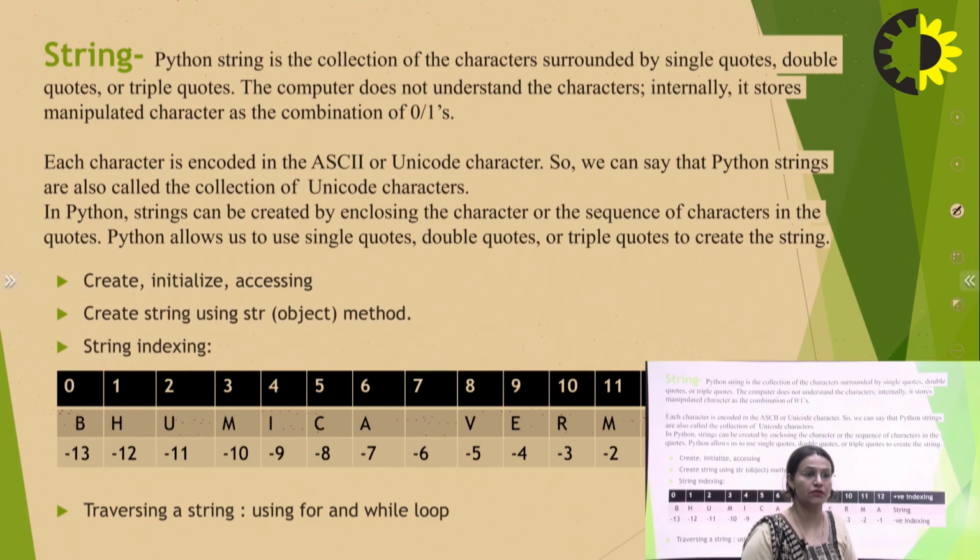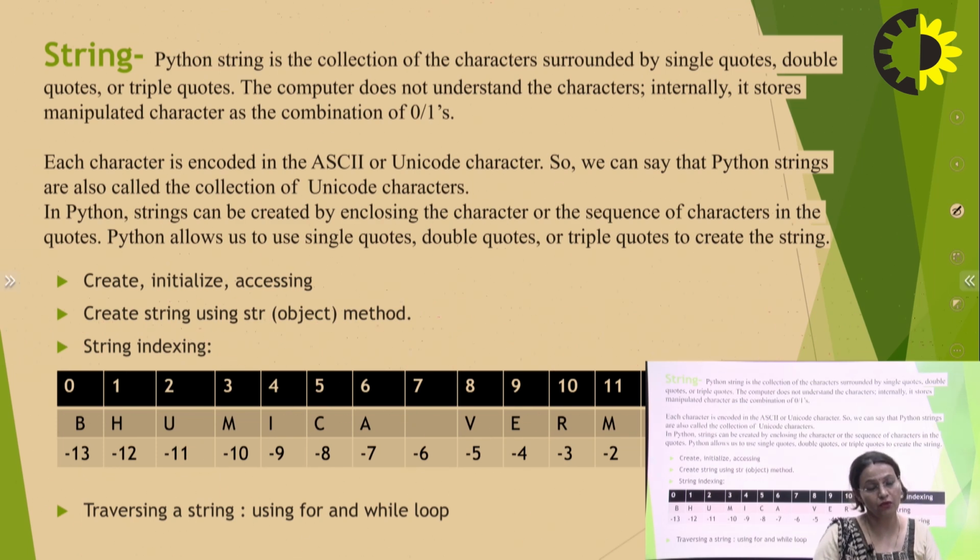when I talk about the string data type in programming, programming means lines of code, and lines of code include some lines which have characters. So the string in Python programming is the collection of characters surrounded by single quotes, or double quotes, or triple quotes. The computer does not understand the language of characters itself. Internally it stores all the information in the form of 0 and 1. So this collection of characters is basically a collection of zeros and ones, combined making a string.